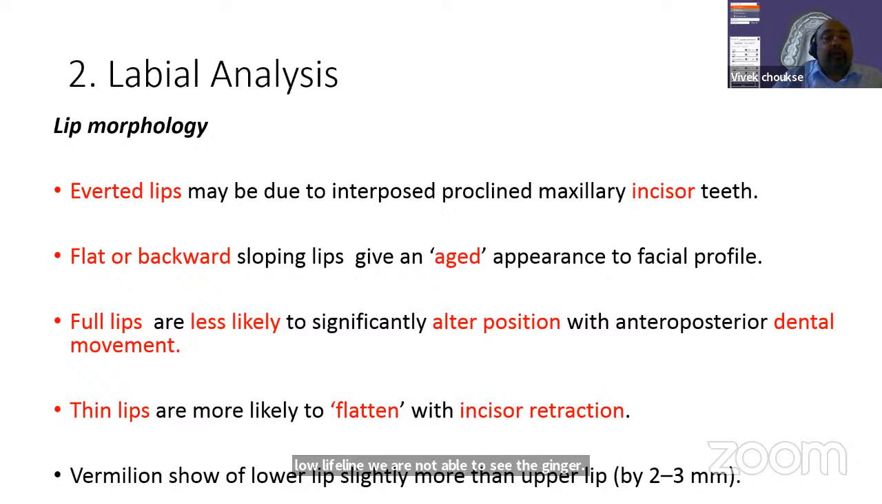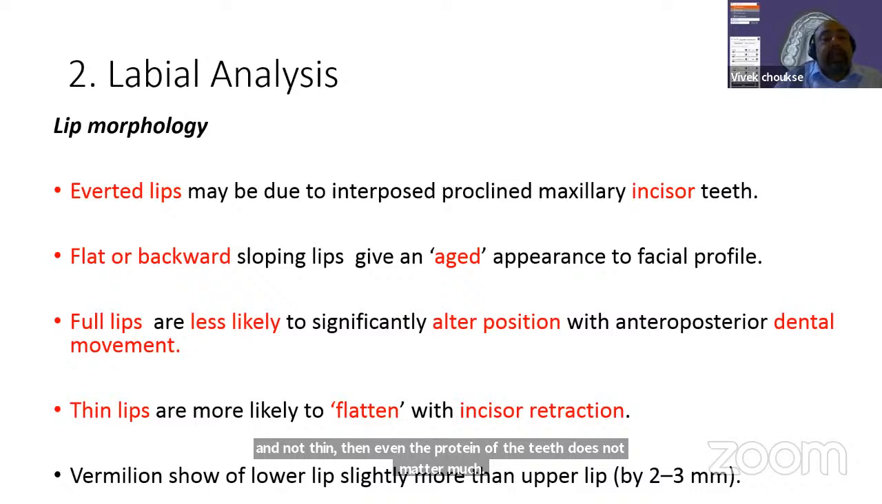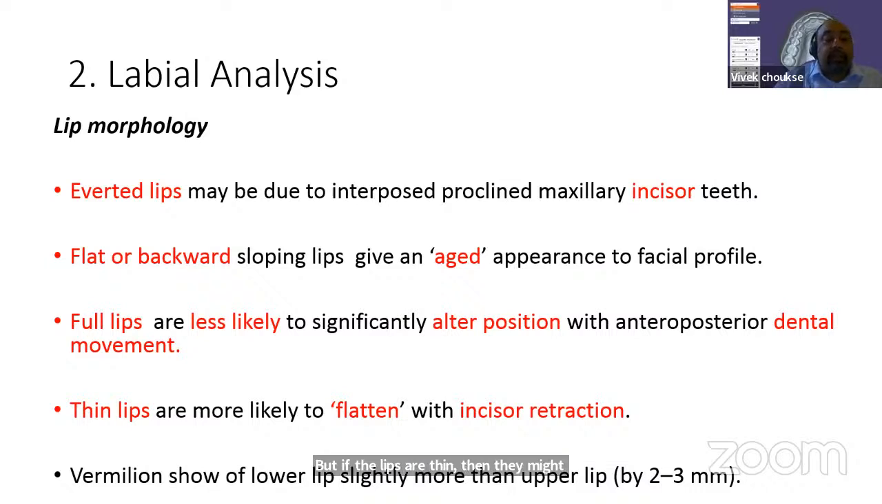Coming to the lip morphology, lips can be everted, which can be due to protruded or proclined maxillary incisor teeth, and they can be flat or backward sloping, which can give an aged appearance to the facial profile. If the lips are full and not thin, then even the protrusion of the teeth does not matter much. But if the lips are thin, then they might look flattened with incisor retraction.